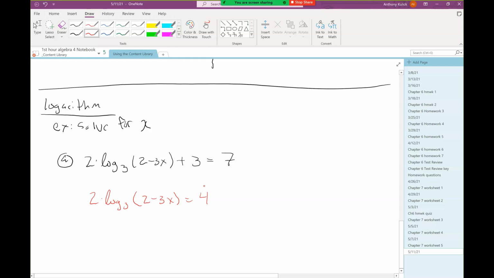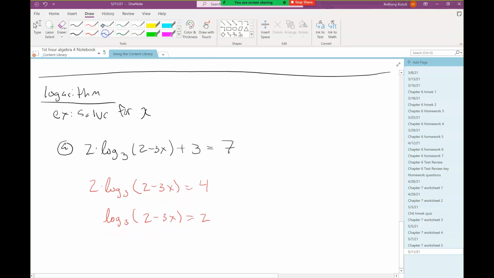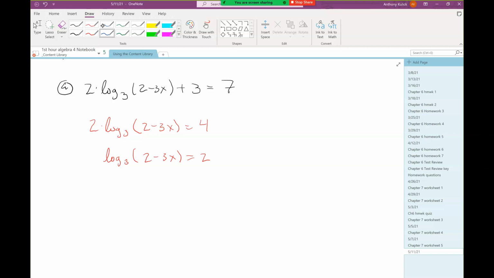And then I got to get rid of that coefficient in front. So I'll divide both sides by 2. Now I got to get rid of this logarithm. What cancels out a logarithm? Again, this is the big key idea from two lectures ago. So remember how a logarithm cancels out an exponent base? What do you think is going to cancel out a logarithm?